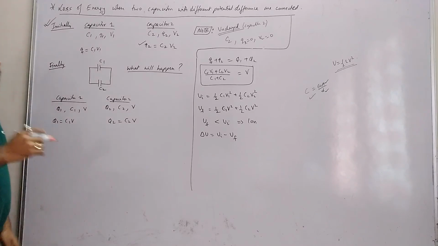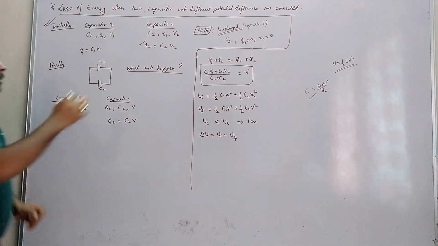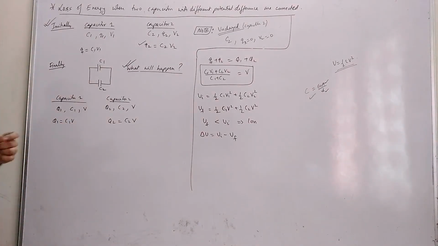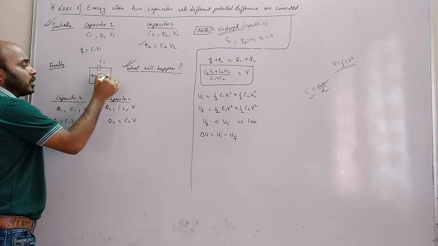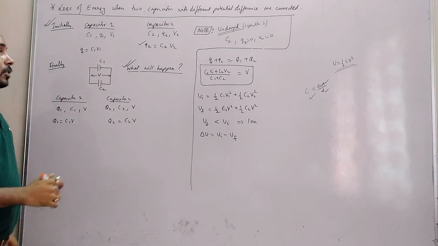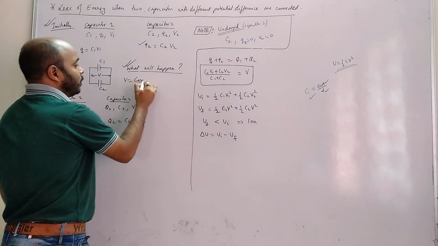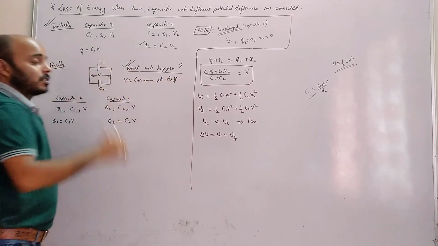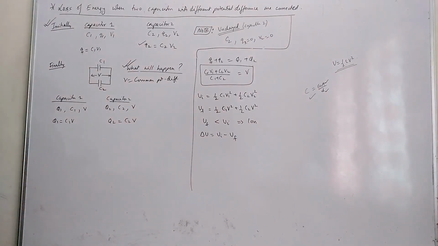Now, this charge is flowing. Try to understand why this charge is transferring: because of the potential difference. Then, how long will the charge transfer? Till both have a common potential difference V created across them. This V is called the common potential difference. Class, we understand? So charge will transfer till they have a common potential difference.